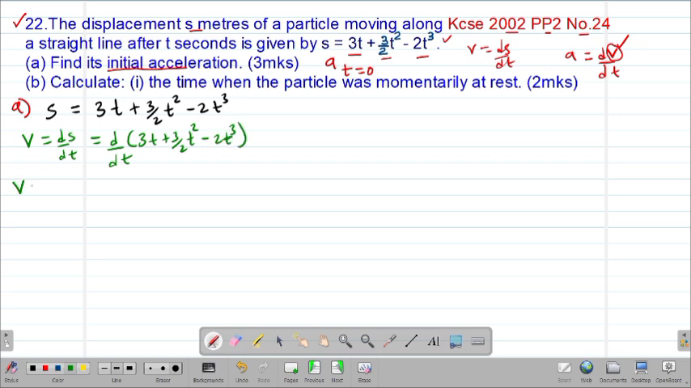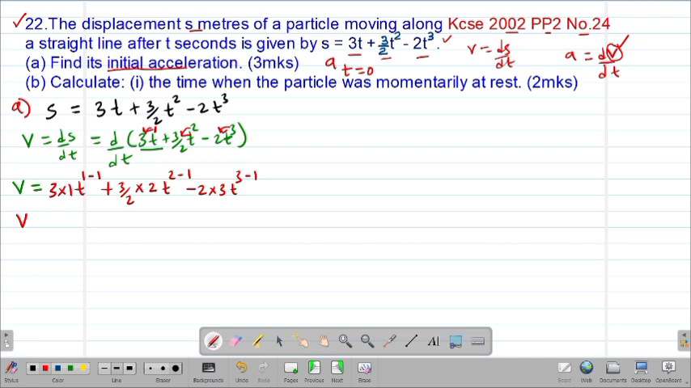Therefore, the velocity v will be given by, so I differentiate this part here. Of course, it means it was t to the power of 1. So the 1 will pre-multiply the coefficient, so that I have 3 multiplied by 1, t to the power of 1. Then we subtract 1 from the power. Then the 2 will pre-multiply the coefficient, so we'll have plus 3 over 2 multiplied by 2, t to the power of 2 minus 1. Then the 3 will pre-multiply the coefficient, so we'll have negative 2 multiplied by 3, t to the power of 3 minus 1.